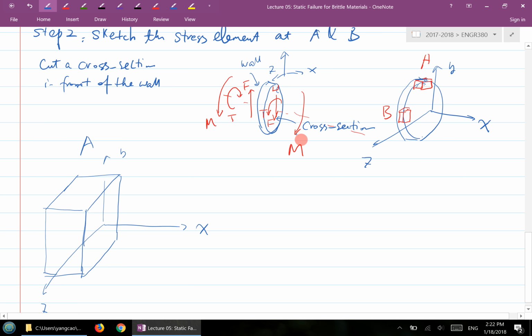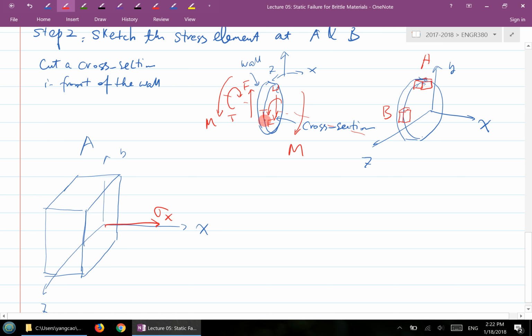So let's look at the bending moment. The bending moment will cause what type of stress at A location? Tension. Yeah, sure. What is the name of the stress? Normal stress, right? So let's draw a normal stress here. I call it sigma x. So sigma x will be a normal stress caused by the bending moment, and I draw it outside because it's tension. So now you're done with F and M.